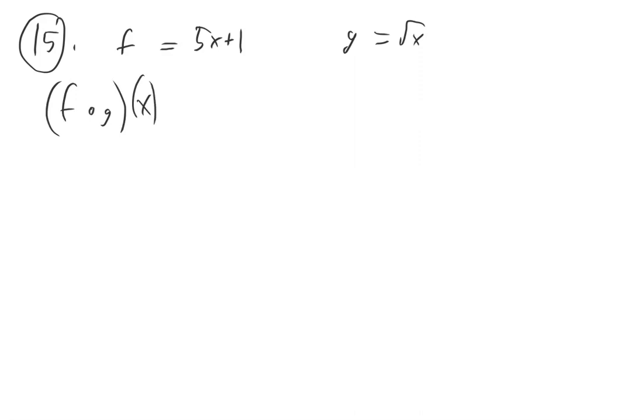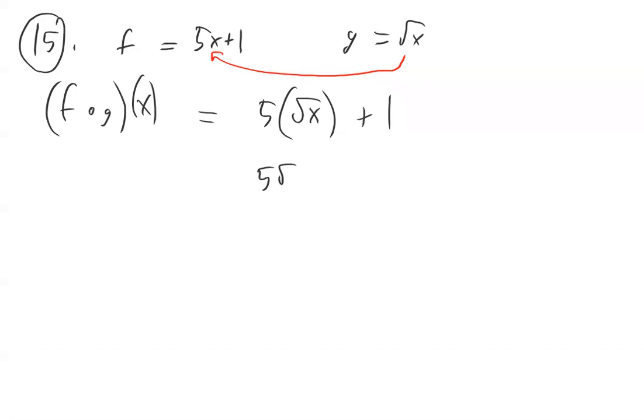So problem 15 says f of x equals 5x plus 1, and g of x equals the square root of x. So what is f of g of x? What that means is you take g and plug it into the function f. So that would equal 5x plus 1, but instead of x, you take away the x and plug the function g inside of it. So the answer is 5 square root of x plus 1.